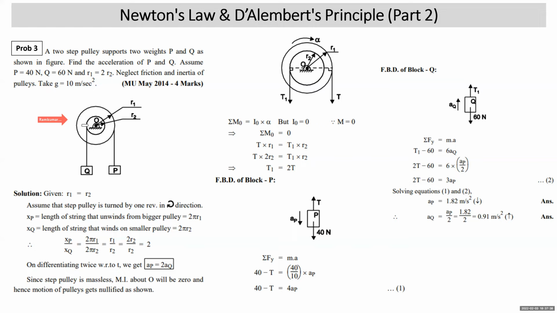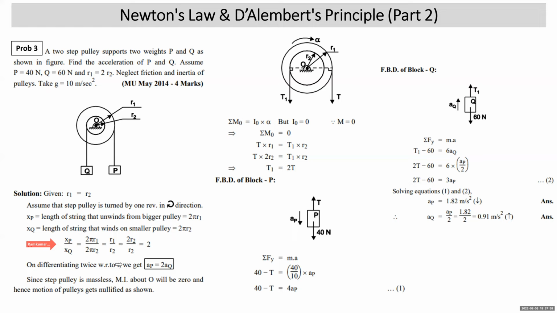Block Q will go up by a distance equal to the smaller circumference. So XP is equal to 2 pi R1, XQ is equal to 2 pi R2. So XP upon XQ is 2 pi R1 upon 2 pi R2. 2 pi, 2 pi gets cancelled, R1 upon R2. R1 is given to you as 2R2, substitute that. R2 gets cancelled, you get 2. So XP is equal to 2XQ, all right?